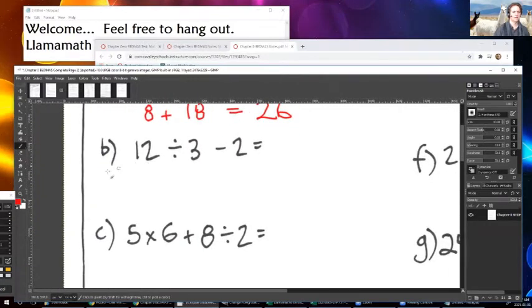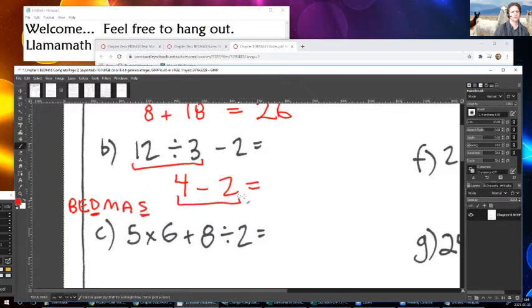Let's do BEDMAS again. No brackets, no exponents, division. Oh yeah, we have a division here. 12 divided by 3 is 4. 4 minus 2, this stays the same. Now we're going to do the BEDMAS. No brackets, no exponents, no more divisions, no multiplication, no addition. Well, we have a subtraction now. So we can do this. 4 minus 2 is 2. Cool.